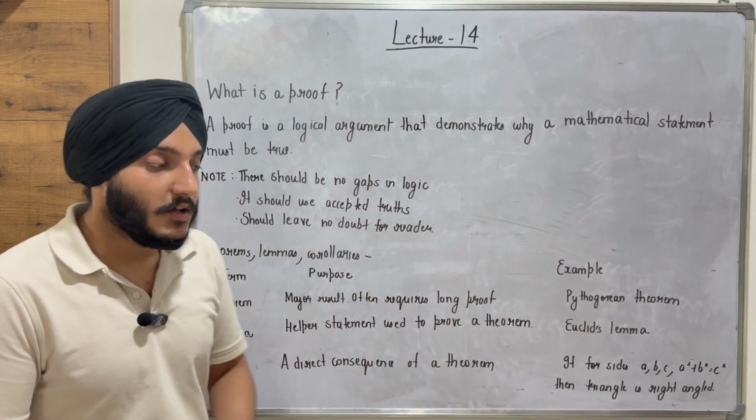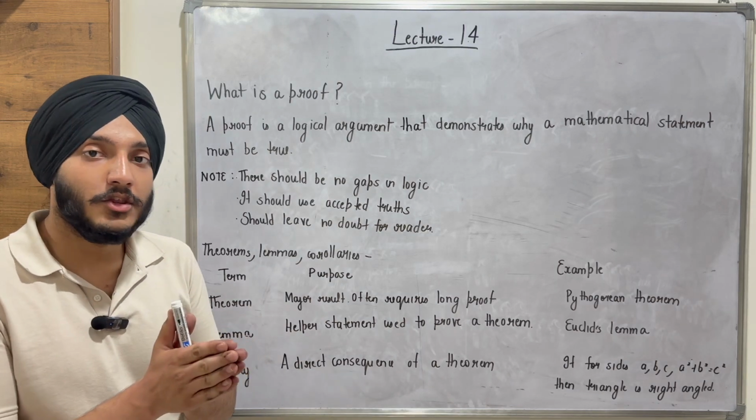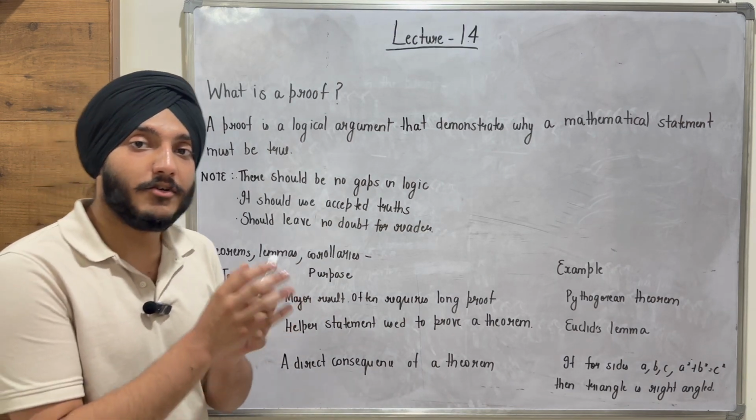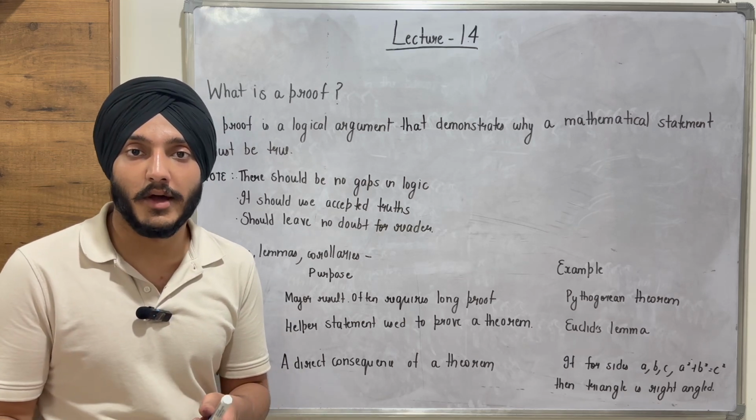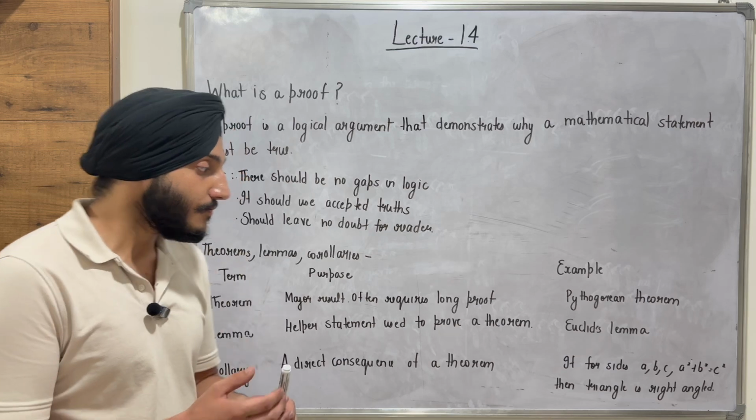It is accepted. That means, what is the Pythagorean theorem? It basically says if a triangle is right angled, then a square plus b square is equal to c square, where c is the hypotenuse.